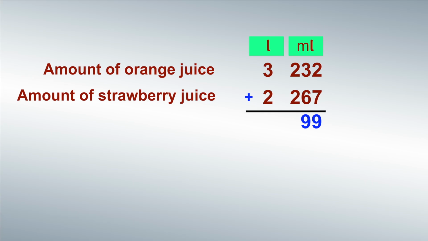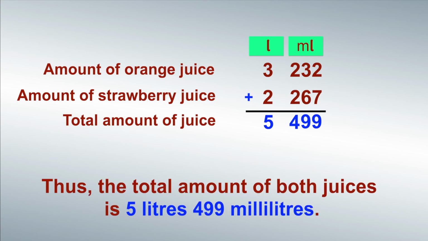Step 5. Add 2 and 2 and we get 4. Write 4 at the hundreds in the milliliters column. Step 6. Add 3 and 2 and we get 5. Write 5 at the liters column. Thus, the total amount of both juices is 5 liters 499 milliliters.